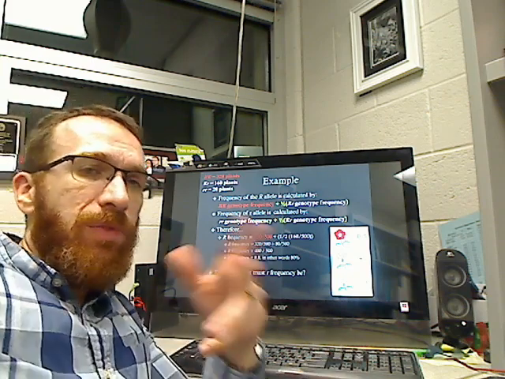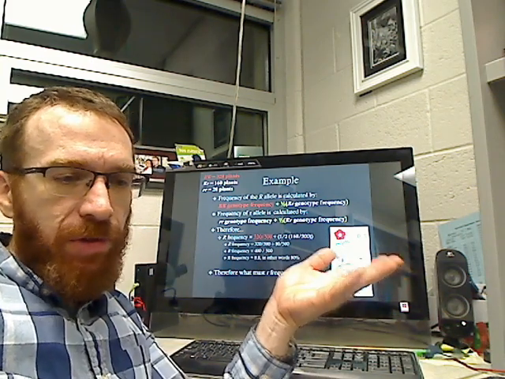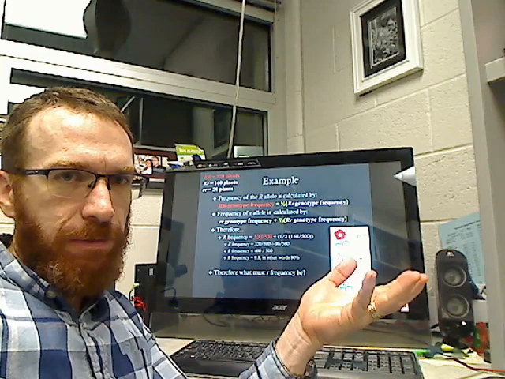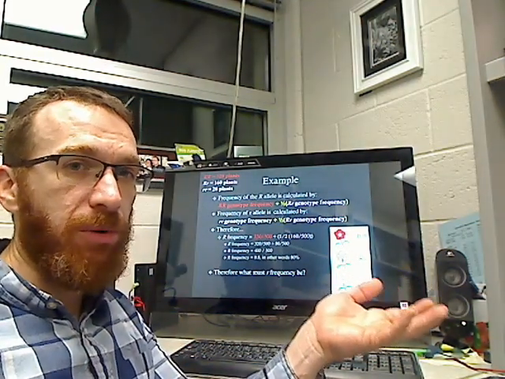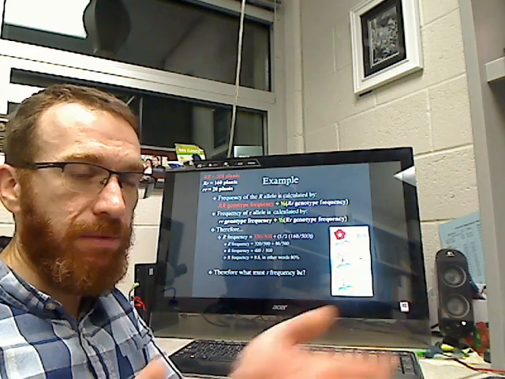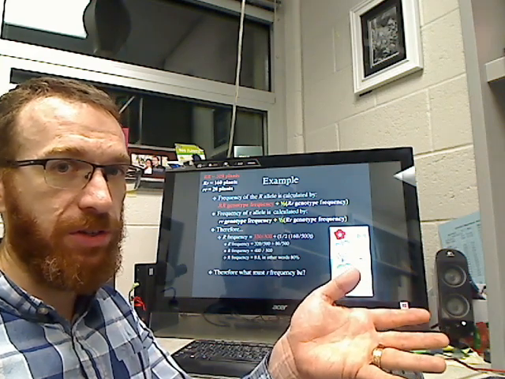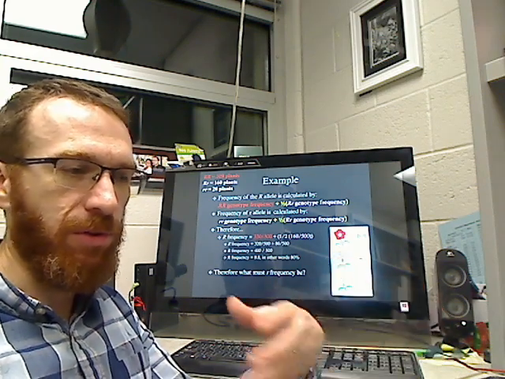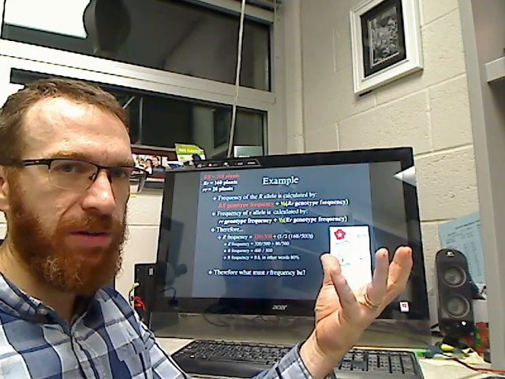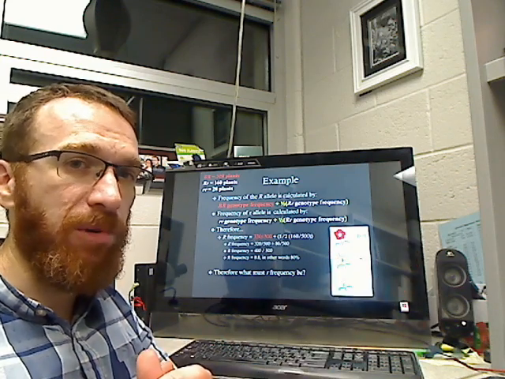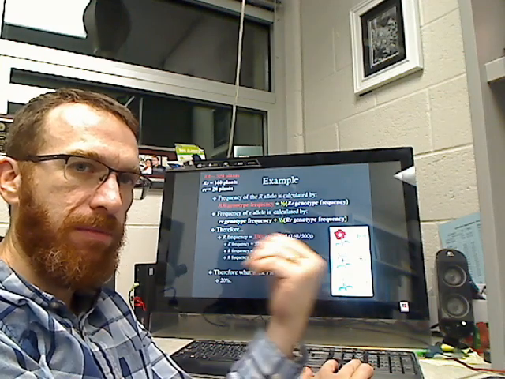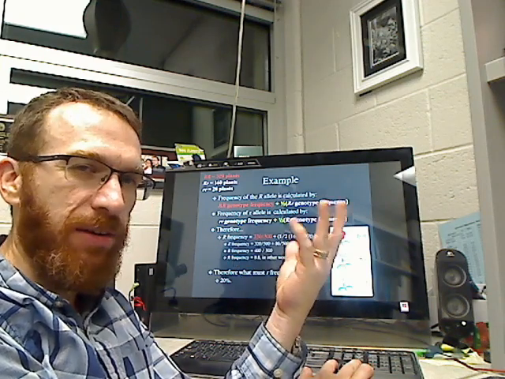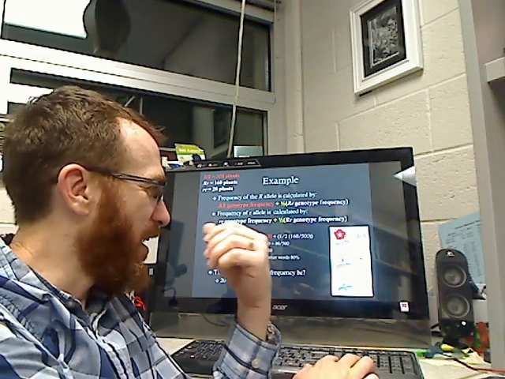Okay, so if you think about it, if the frequency of big R in the population is 0.8, what must be the frequency of little r? There's only two alleles for this gene, big R and little r. So if big R is 80%, little r must be 20%. Okay? Make sense?